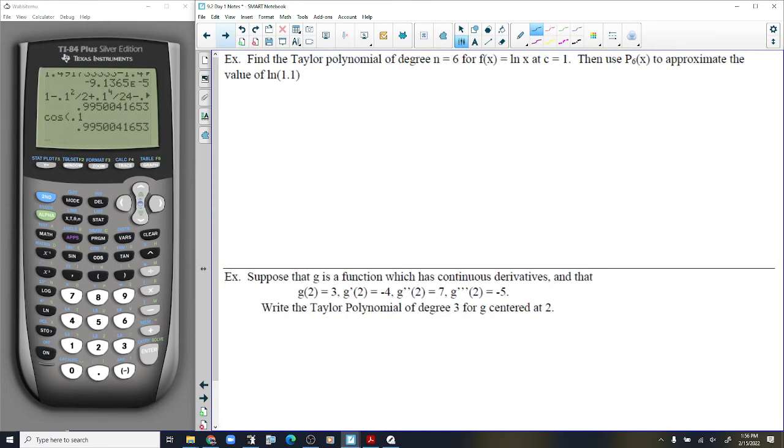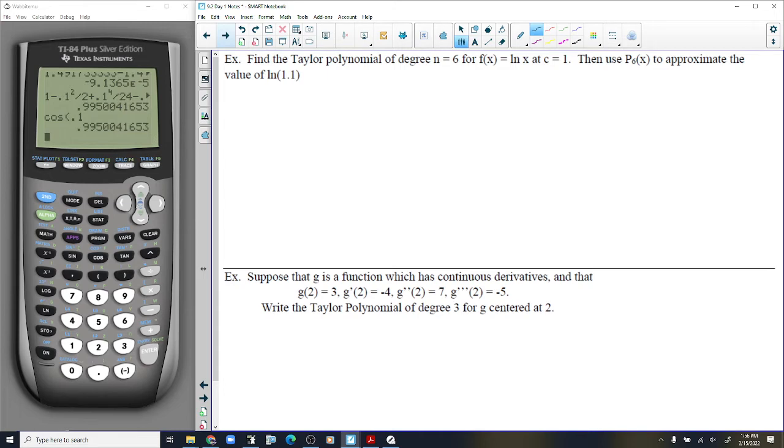Find the Taylor polynomial of degree n equals 6 for natural log of x at c equals 1. Use p sub 6 of x to approximate the value of natural log of 1.1. All right, get this one going, and then I'll catch up to you.